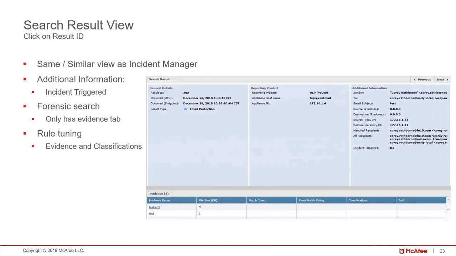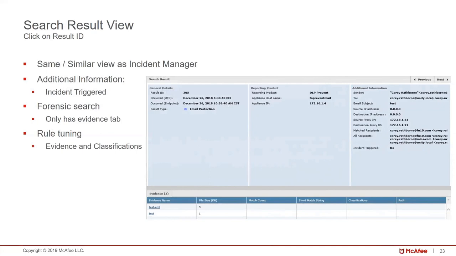And since this was an email protection result, we can see on the right-hand side under additional information, the sender email address, the recipient, and different networking information as far as IP address. At the bottom, we do have an evidence tab, which is the email that I sent to generate this. And again, this works exactly the same as the DLP Incident Manager. If you click on that link, you'll be able to open up a copy of the file and save it for analysis later on.